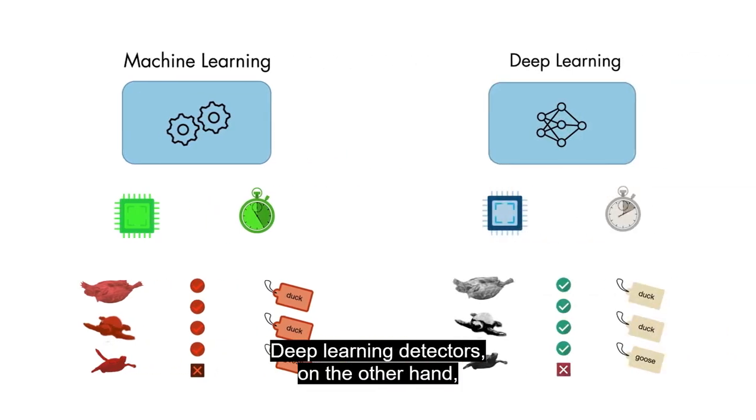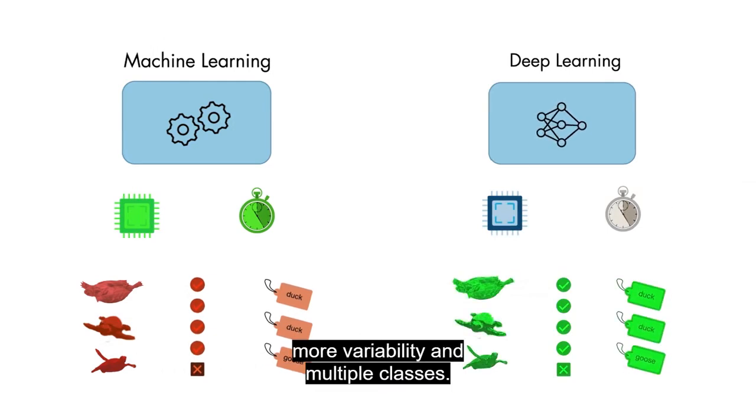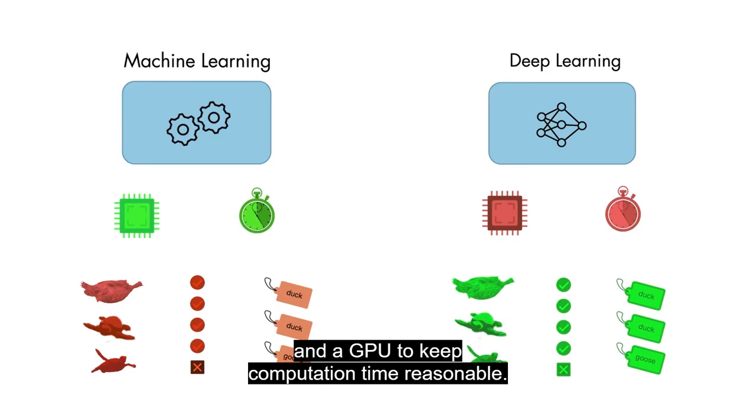Deep learning detectors, on the other hand, are often more accurate and can handle more variability and multiple classes. But they take longer to train and longer to detect. They also require a lot more data and a GPU to keep computation time reasonable.